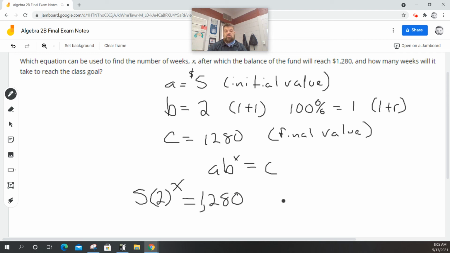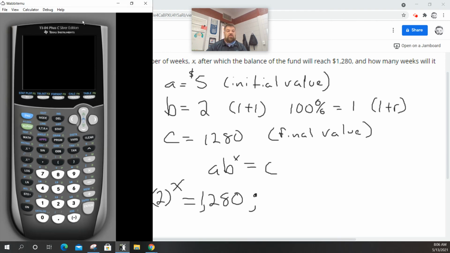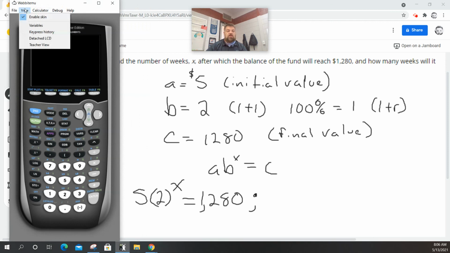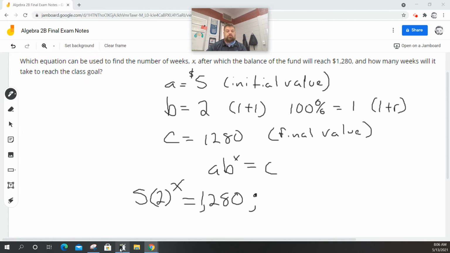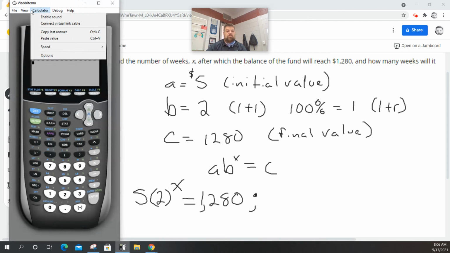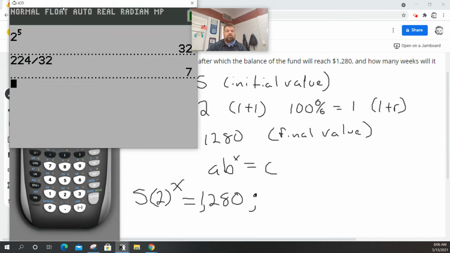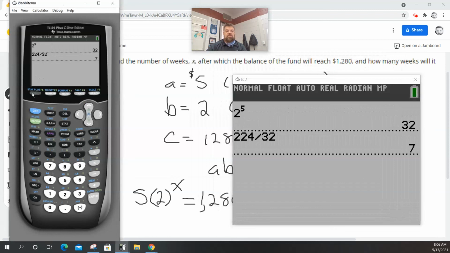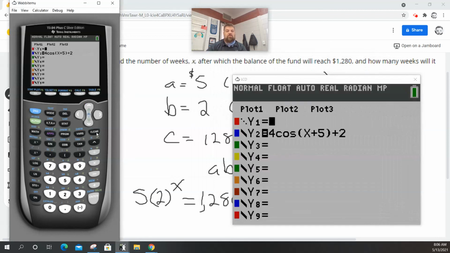The second part is we need to figure out how many weeks it takes. So now to solve this is pretty easy. In other words, we got to figure out what value of X equals 1,280. You could just do this on the calculator. This is so easy. Let me turn on my handy dandy calculator. Let me give you the big screen here so you can see it. So what I'm going to do is I'm going to graph the 1,280.